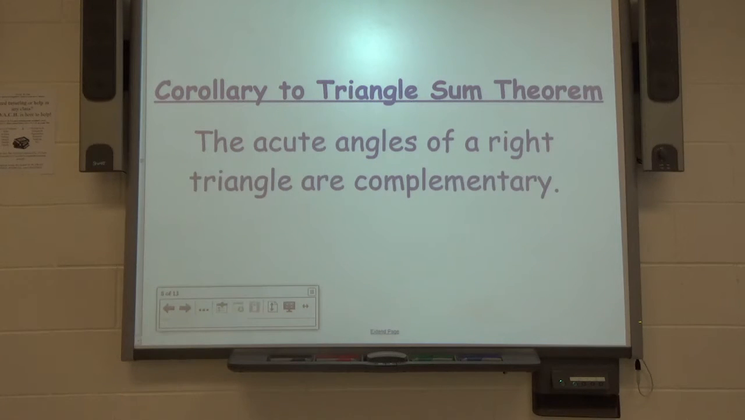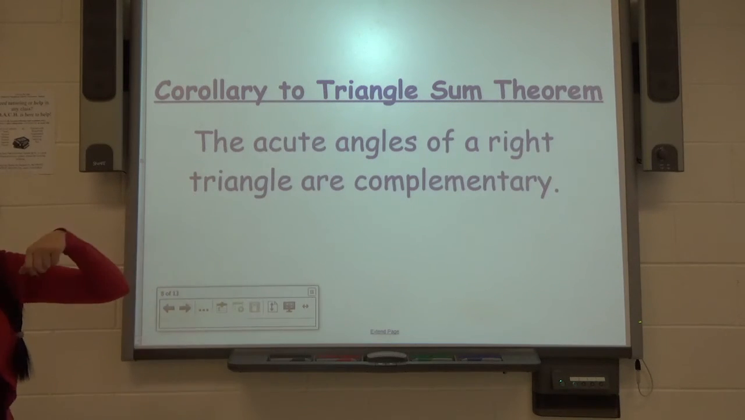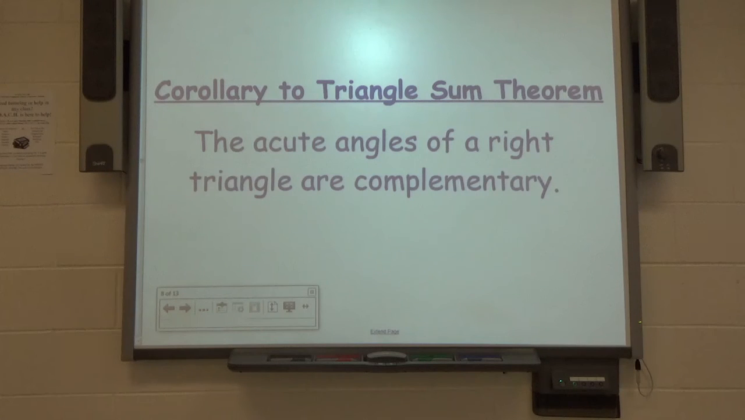So acute angles of a right triangle are complementary. The reason this works, or the reason that this is true, is because I already have the right angle being 90 degrees. So therefore, the other two angles, in order to add up to 180 degrees total, have to have a sum of 90 degrees.